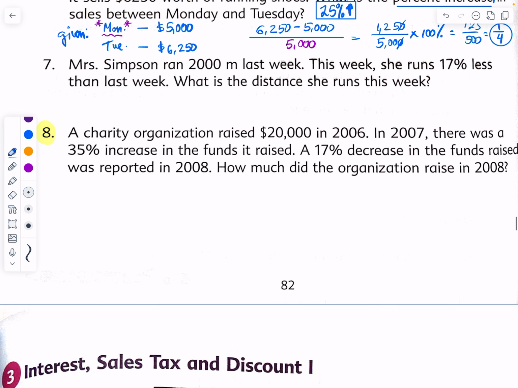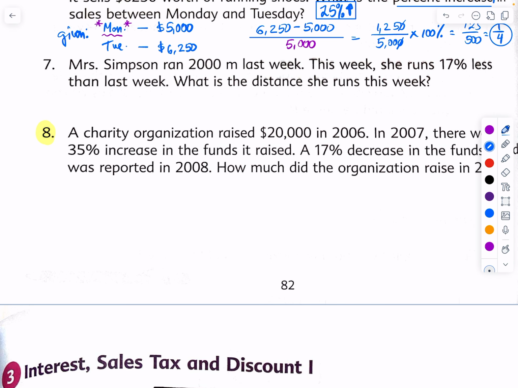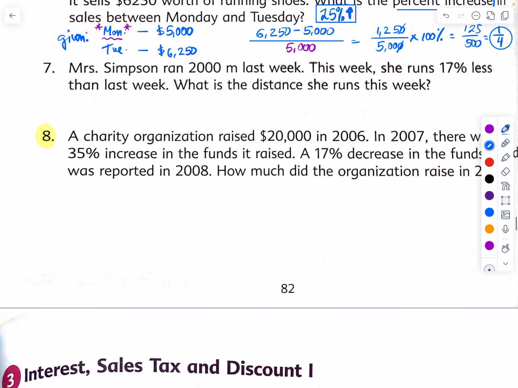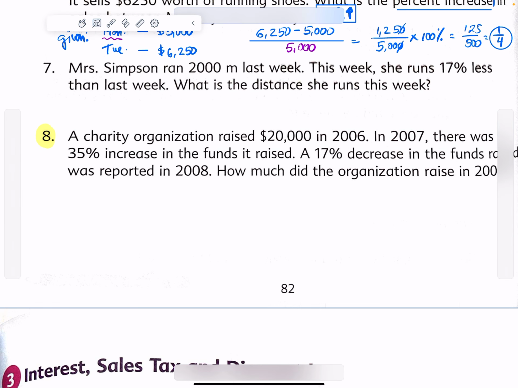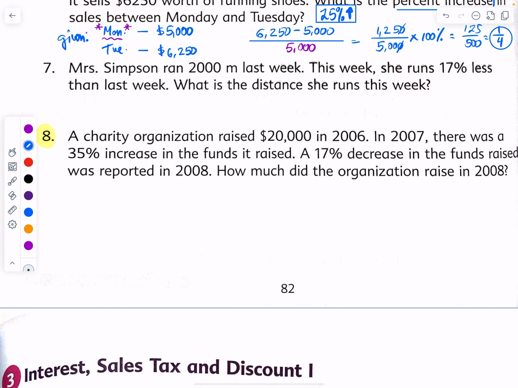A charity organization raised $20,000 in 2006. In 2007, okay, there was an increase, 35% in funds raised. A 17% decrease in the funds raised was reported in 2008. Notice there is no table, no graph, no bar graph. Let's organize the data ourselves.